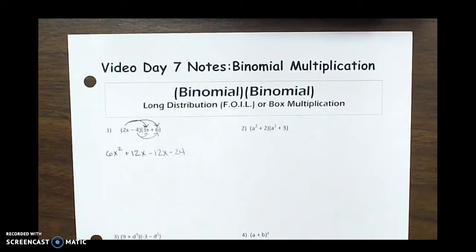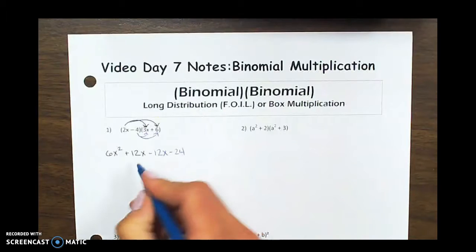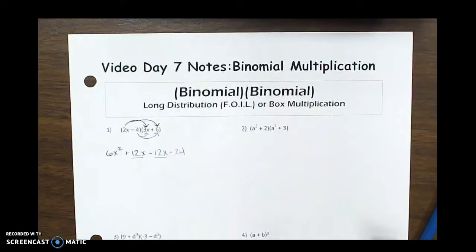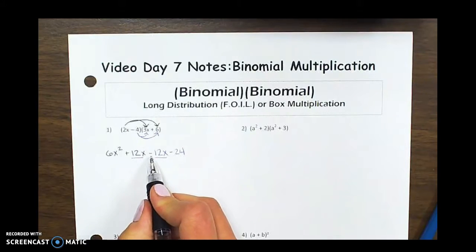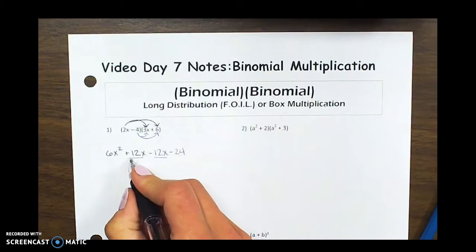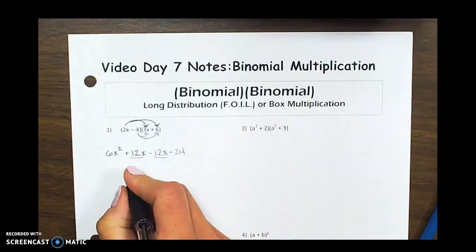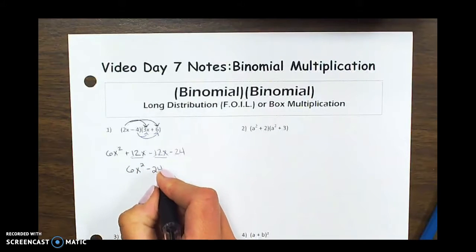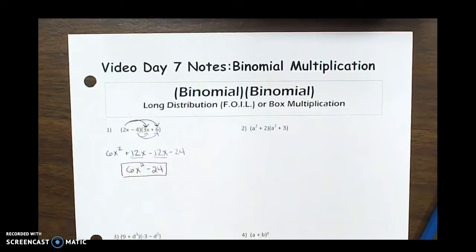Okay, now we're going to combine our like terms. So here I have an x and an x. So I'm going to go ahead and add those together, but 12x minus 12x, those are actually going to cancel each other out. And our final answer is 6x squared minus 24. And that is how we use long distribution.